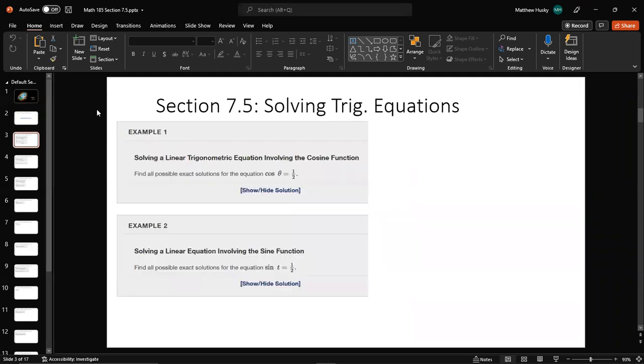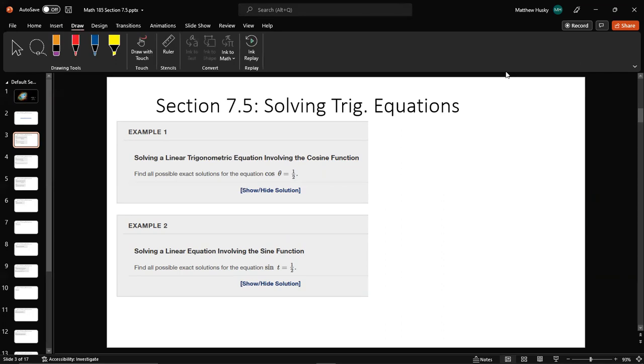So we'll start with some easier ones first. They say find all possible exact solutions for the equation cosine theta is equal to a half. So here they do say find all possible solutions. That is going to be significant momentarily.